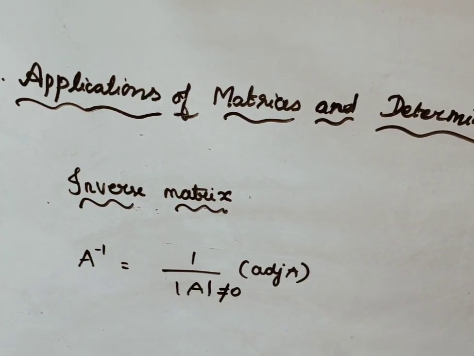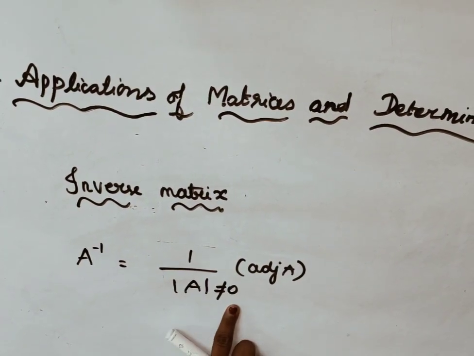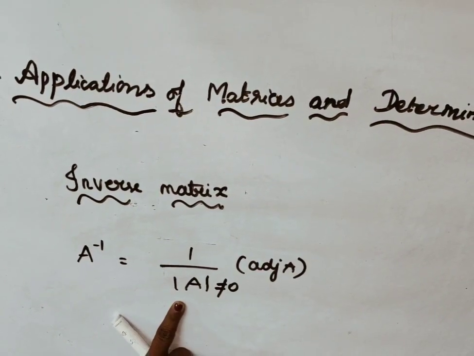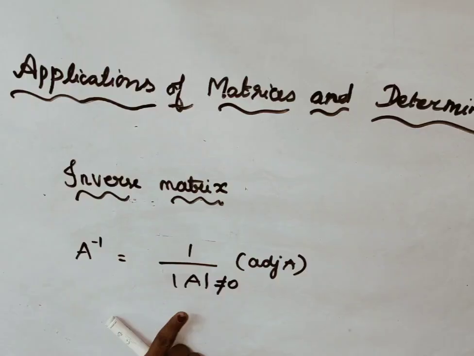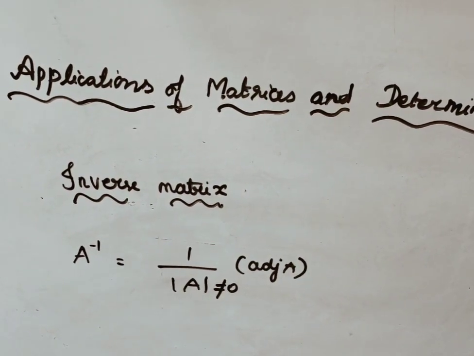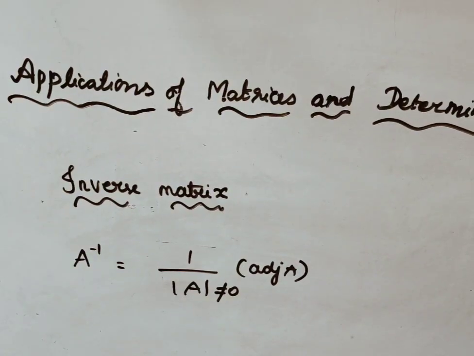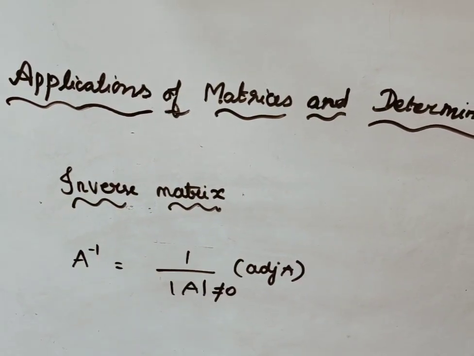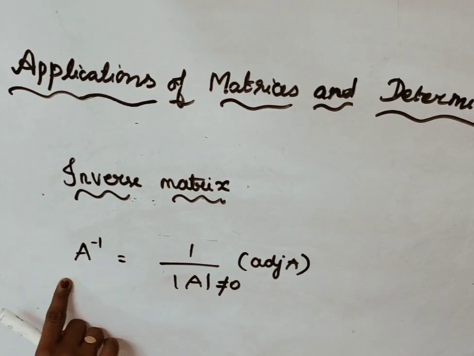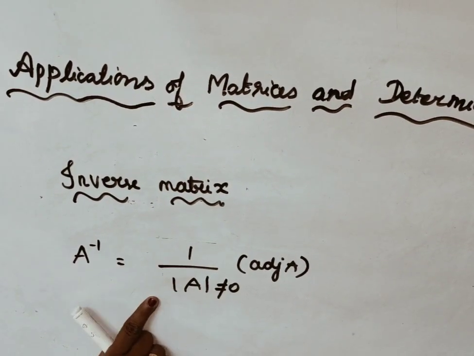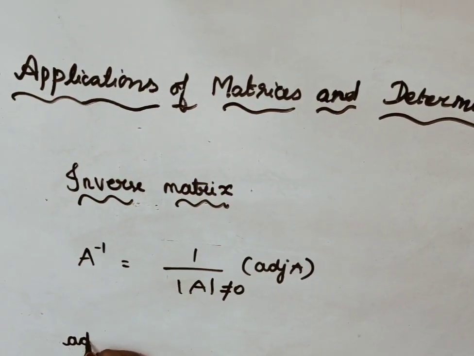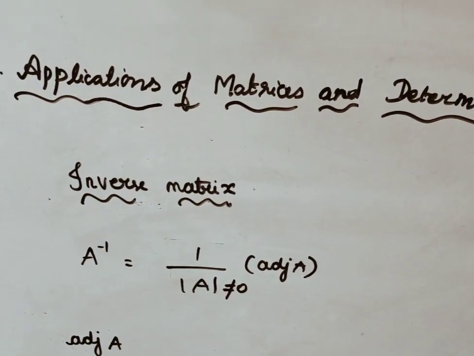Consider if the determinant value is equal to 0, then anything divided by 0 will lead us to infinity. We cannot find the inverse value if A is a singular matrix, that is, if the determinant of A is equal to 0, then we cannot find the inverse value. Always, inverse matrix is applicable only for the non-singular matrix. So, the A inverse formula is 1 by determinant of A into adjoint of A. Next, let me give a brief explanation of how to find the adjoint of A.